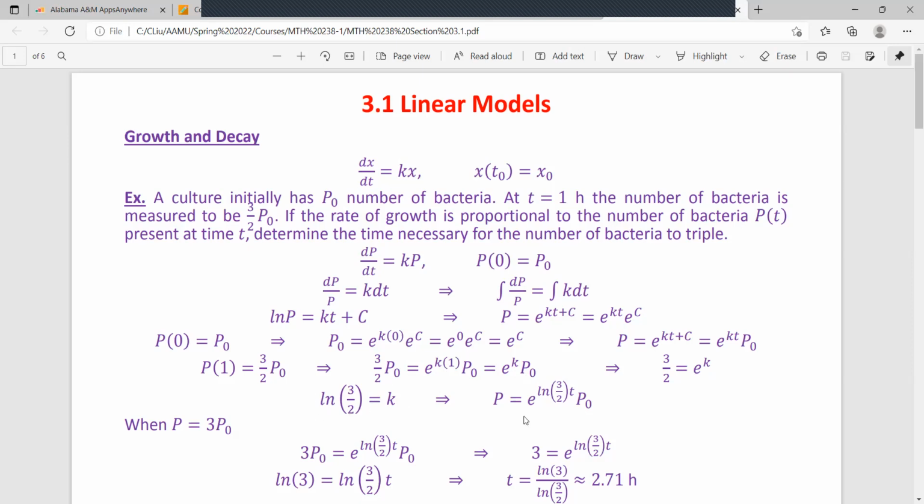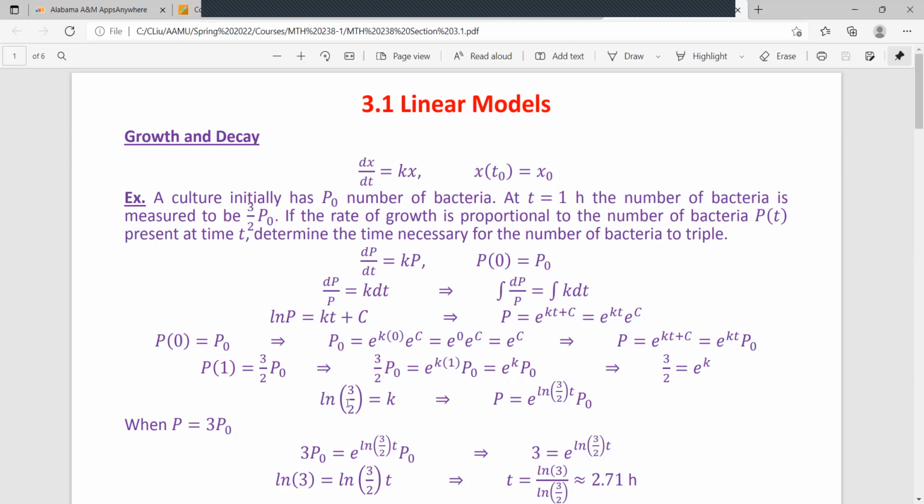Okay. So now we can plug in natural log 3/2 for K in the original solution of P. So we get P equals e to the natural log 3/2 times T times P0. Okay. So now that's the solution to the specific problem. So we determine everything. So now we can answer the question.